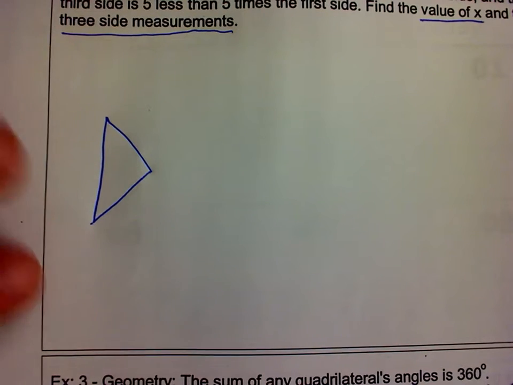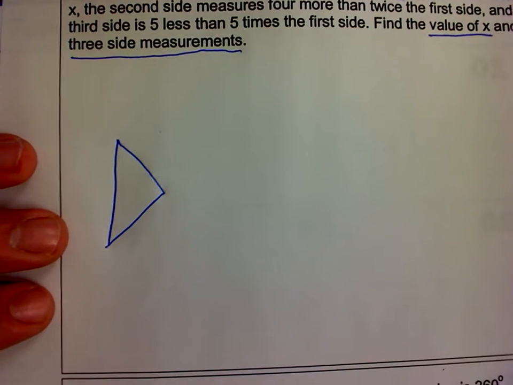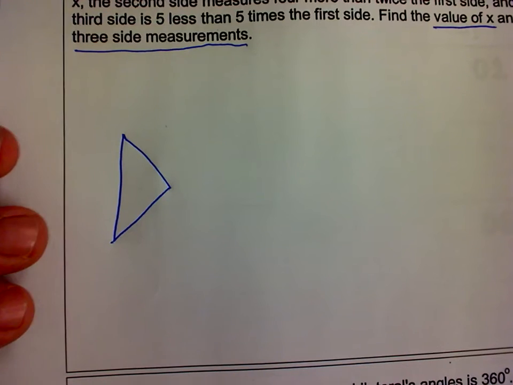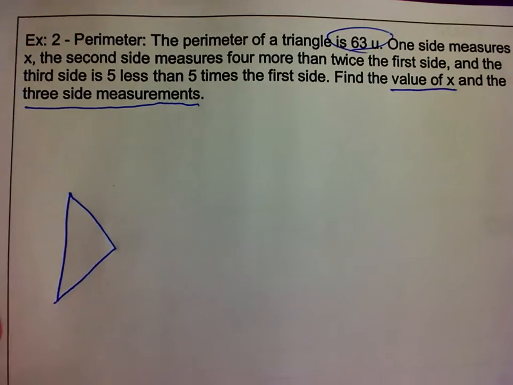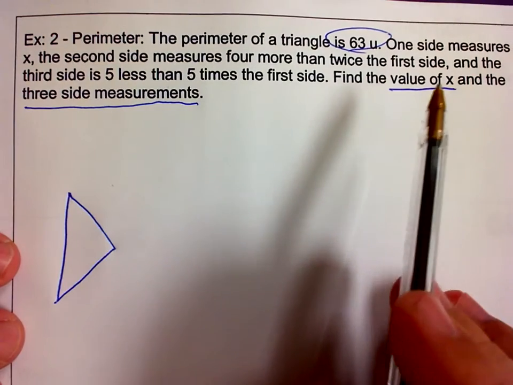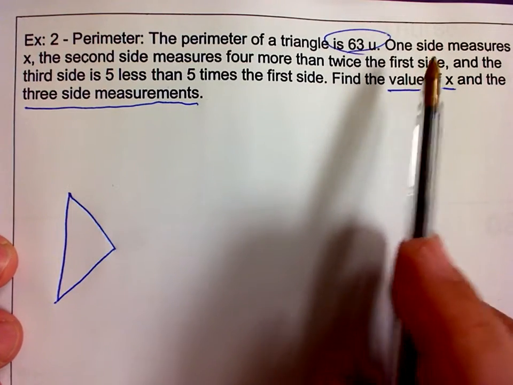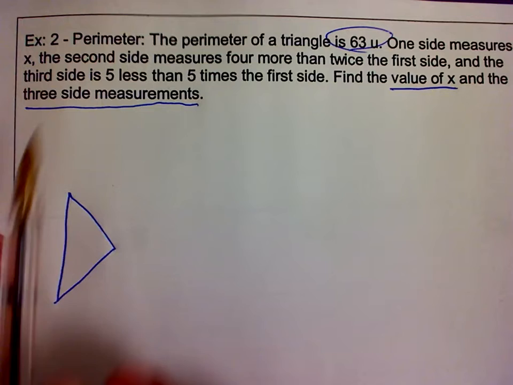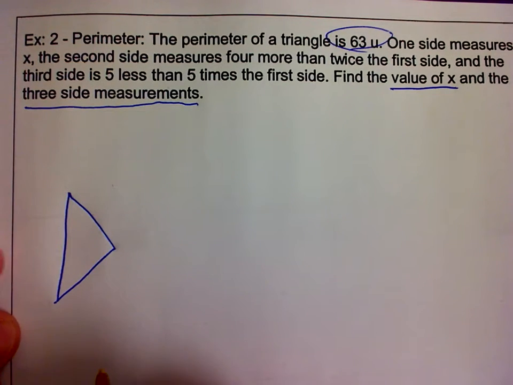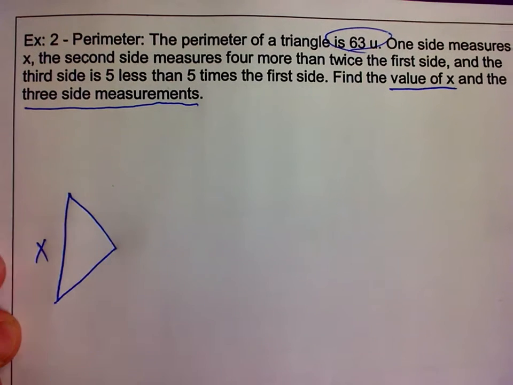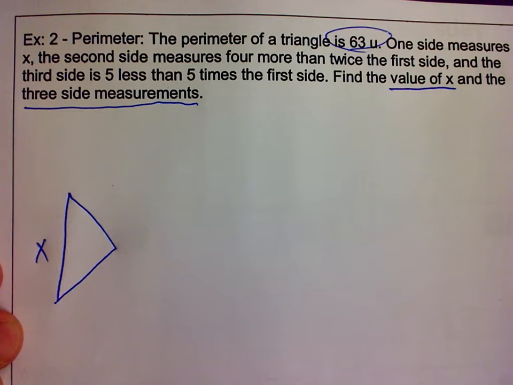So it does not matter, just a heads up, what type of triangle we have. As long as it has 3 sides, we can classify it as a triangle. Now, let's take a look here. They tell us some information about the sides. They tell us that one side measures x. That means that one of these sides is just going to be the variable x. So the first step would be to go ahead and put one of the sides as x.